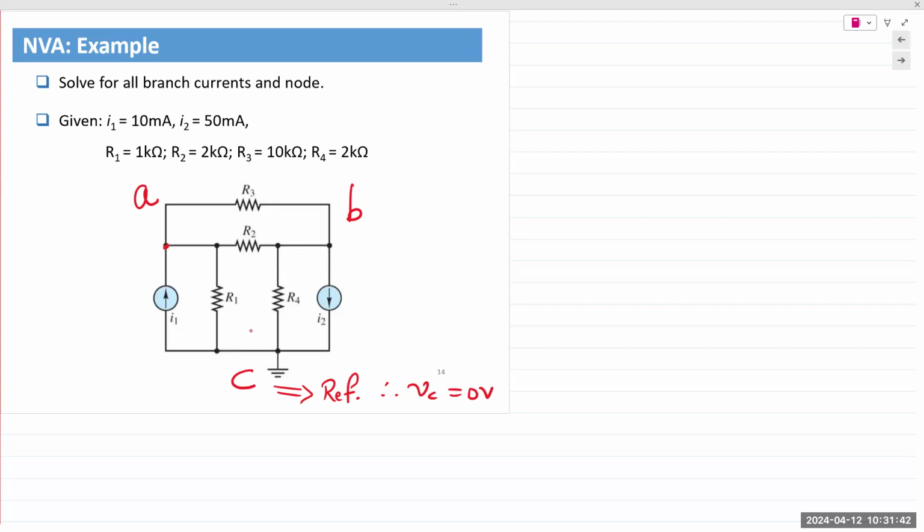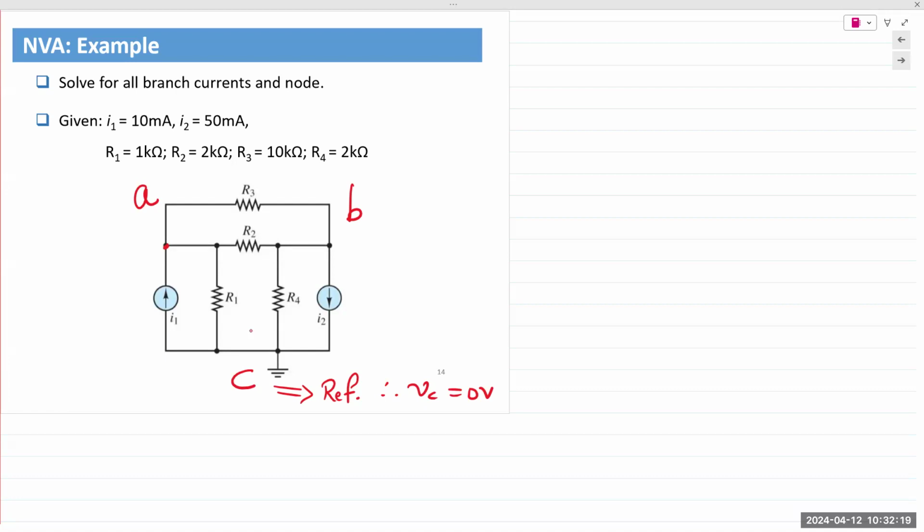What is connected between 2 nodes? The same 2 nodes. So R1, R2, and R3. Let's see. R1 and R4 at first glance might seem parallel, but R1 is connected between A and C, right? And then is anything else connected between A and C? Current source I1. So I1 is in parallel with R1. However, there is no other resistor connected between A and C.